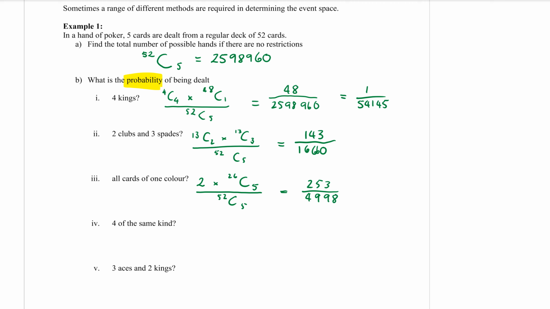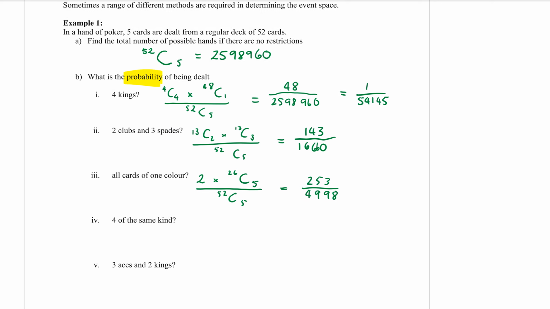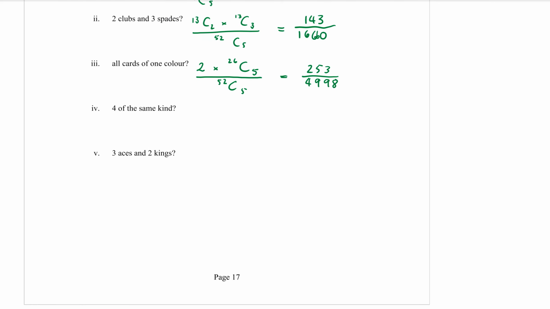All right, part 4. 4 of the same kind. Now that means like 4 sevens or 4 tens, 4 queens. We had 4 kings before, but this could be anything the same. So times by 4 at the start. Not 4, 13. That's right. So there are 13 different numbers or letters that you can choose from in your pack of cards. Then once you've selected that, it is exactly the same as doing 4 kings.